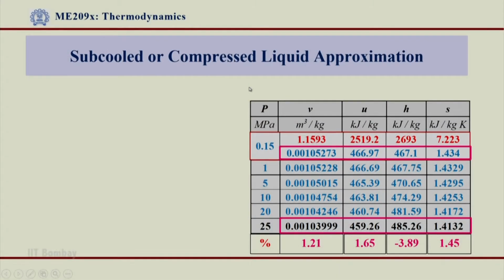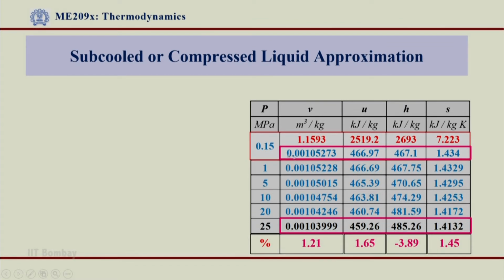So, on this slide I can again show you the same table, where we saw that with the compression of the subcooled liquid from its Psat value, which is 0.15 MPa, to a very high pressure, in fact above the critical pressure of water, the value of v changes by only 1.21% compared to its vf value, that is the value at the saturation pressure of water, alright.